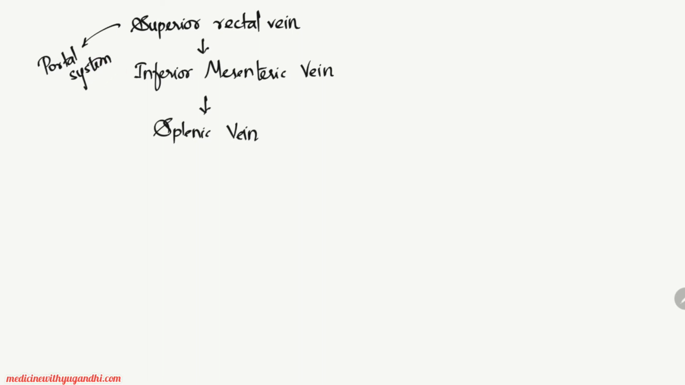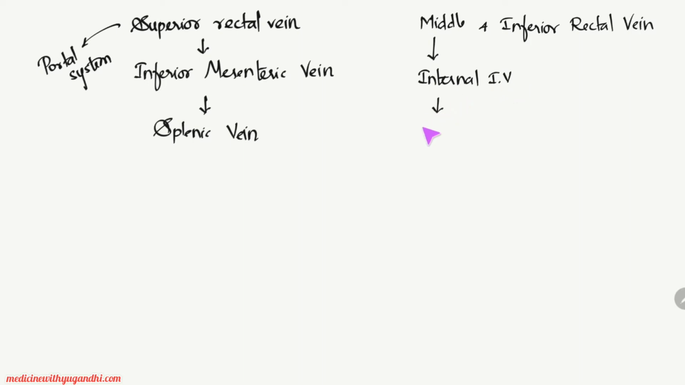And then coming to the middle and inferior rectal veins, they both have different drainage pathways. See, the middle rectal vein drains directly into the internal iliac vein, and then finally drains into the common iliac vein, and the common iliac vein drains into the inferior vena cava. So finally it drains into the caval system, right?